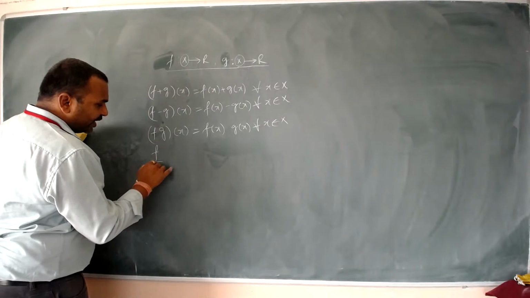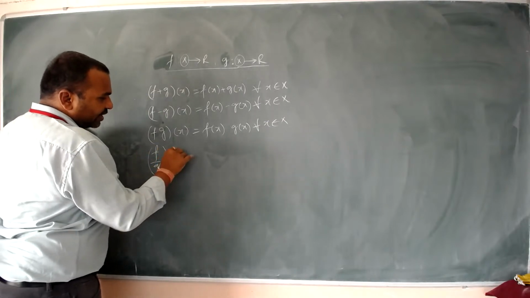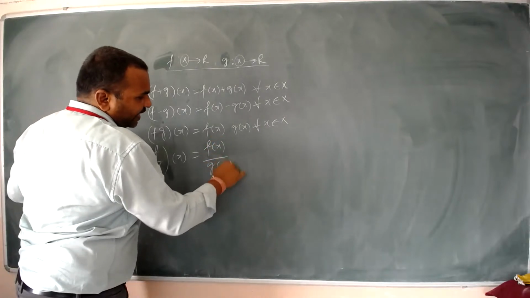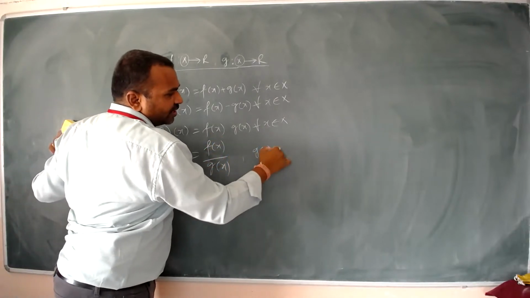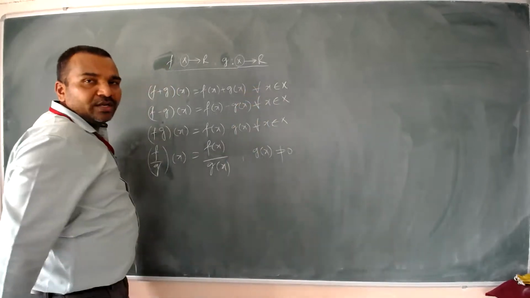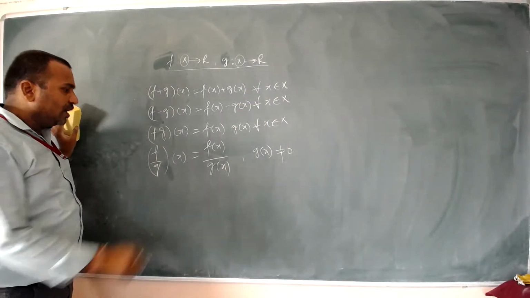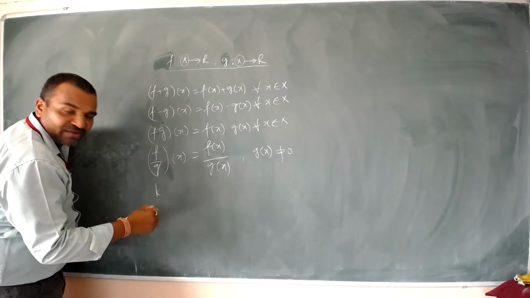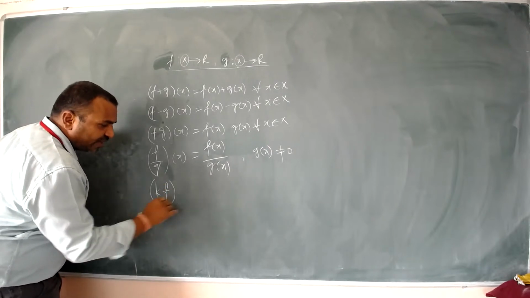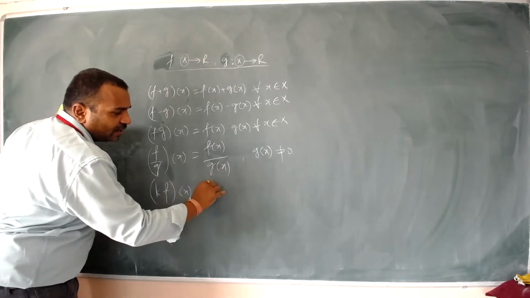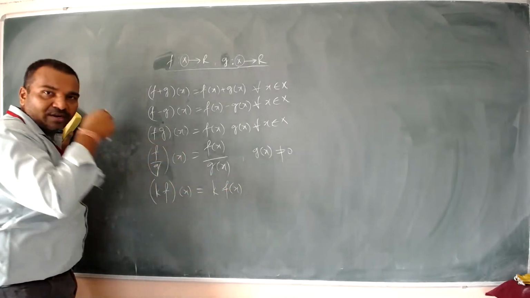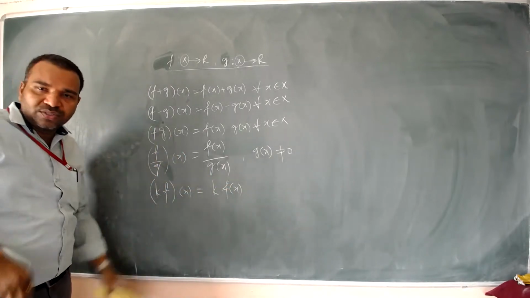Next, f by g of x can be written as f of x by g of x, provided g of x should not be 0. Okay? G of x should not be 0. Now one more concept is the scalar multiplication of a function, k into f of x. So we can take k outside directly. K into f of x. So we have to apply it for functions only. We can take the constant outside directly.